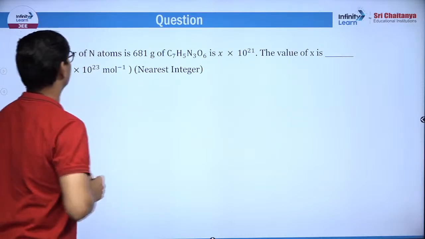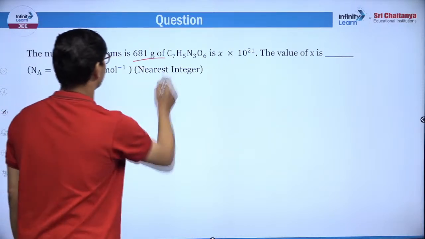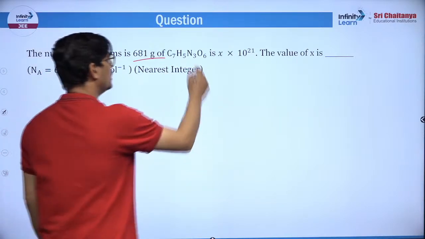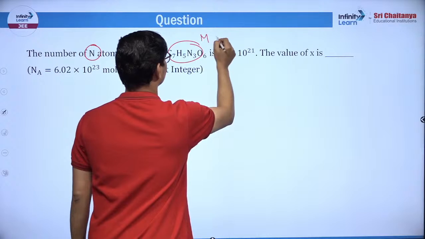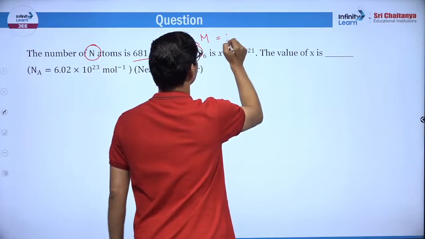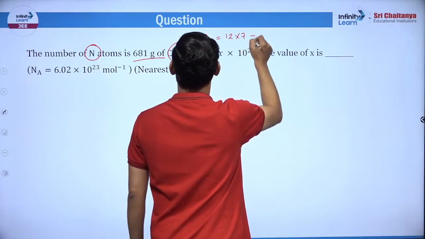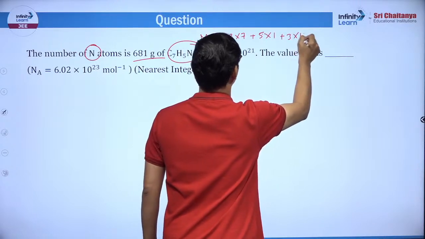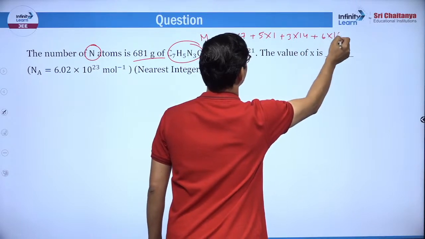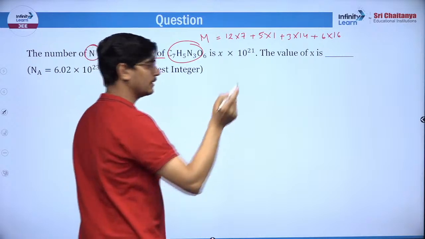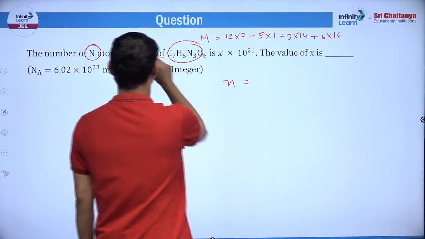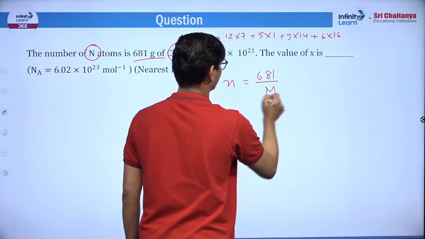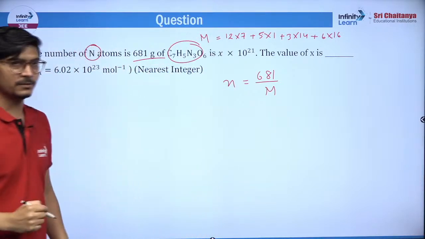So the number of nitrogen atoms in 681 grams of this compound is this. This question is very simple. First you calculate the molar mass, right, which will be 12 multiplied by 7 plus 5 multiplied by 1 plus 3 multiplied by 14 plus 6 multiplied by 16. So this would be the molar mass. The number of moles of the compound would be the given mass, which is 681, divided by the molar mass, which you will calculate. This is your number of moles of the compound.